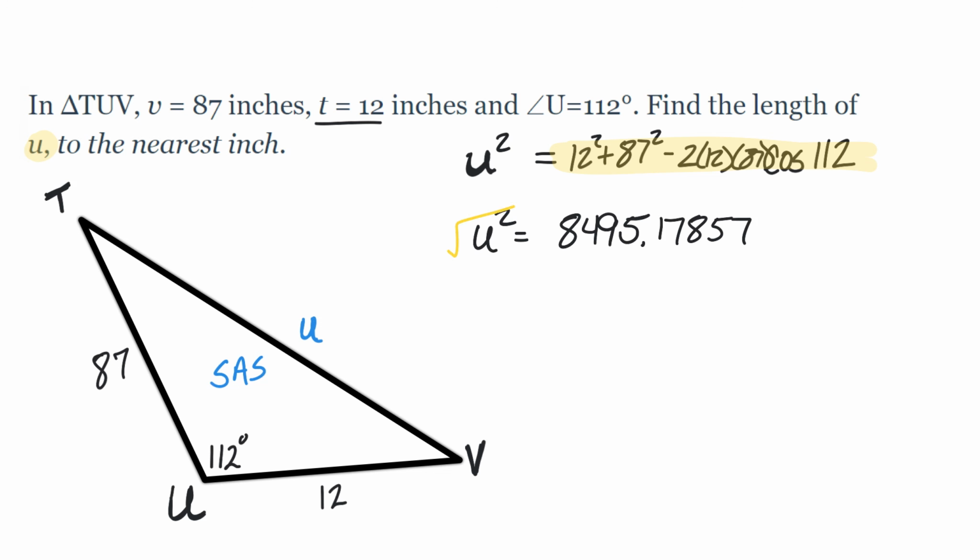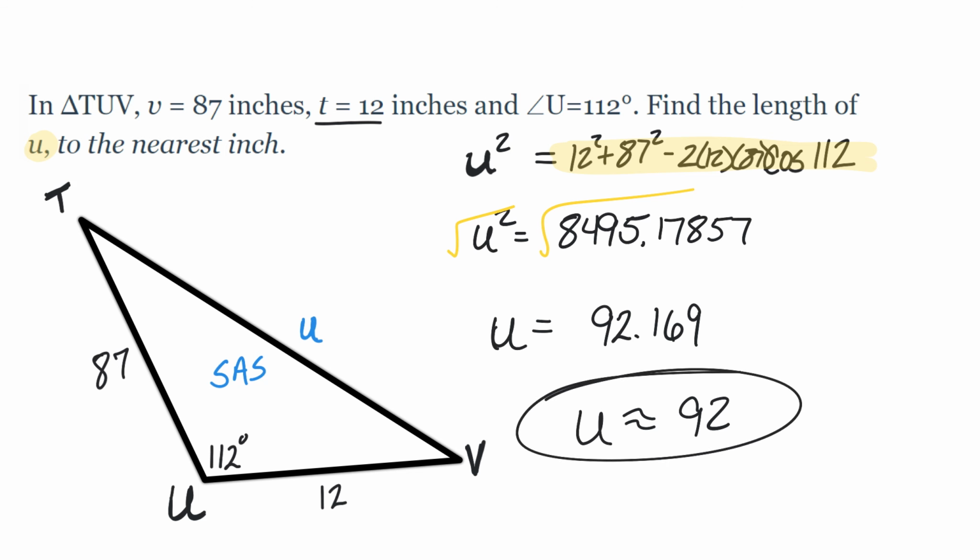And then the last step is to take the square root of both sides. And we learn that side U ends up being 92.169. This tells me to round to the nearest inch. So we will take the answer, U is approximately 92 inches in this case. And this makes good sense.